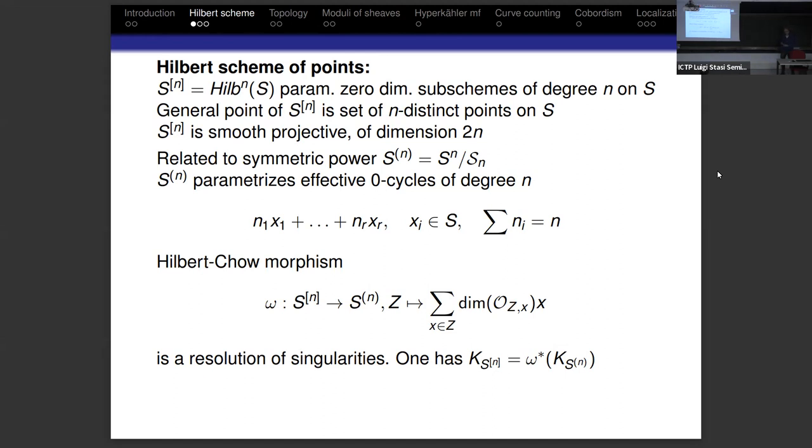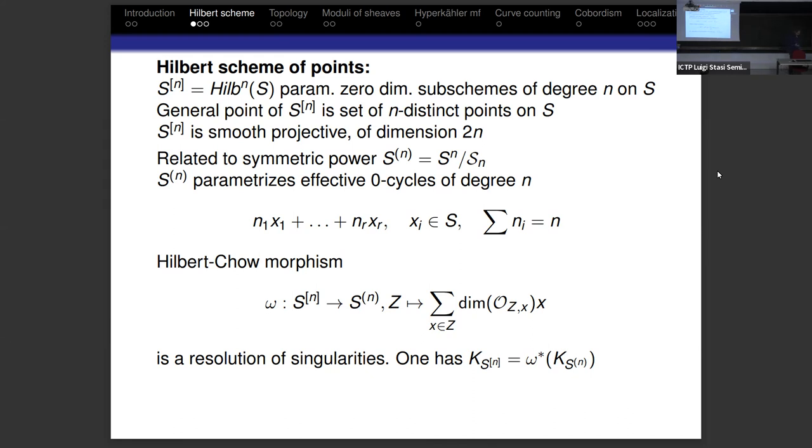You just take the Cartesian product of the surface and divide by the action of the symmetric group. This will parametrize, as I said, n points with multiplicity. You can also write this as an effective zero cycle, so some sum of n_i x_i, where the x_i are distinct points in S, and the sum of the n_i is n.